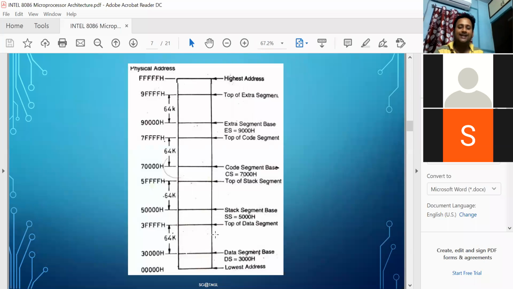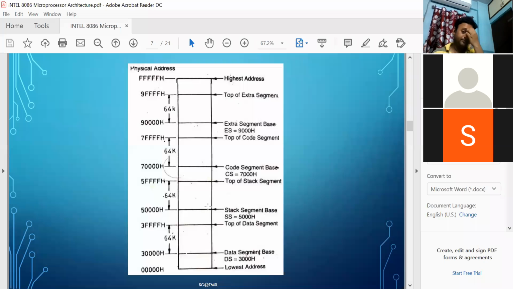Now inside this data segment 64 kilobyte locations, or 65,536 locations, are present. Each location is called the offset address. So offset address for data segment will be started from 0000 to FFFF. Again, for stack segment, it has the starting memory location, the segment base address, here in this case 5000, and inside this stack segment there are 65,536 locations, started from 0000 to FFFF. So your segment will be fixed, but your offset will be changed.